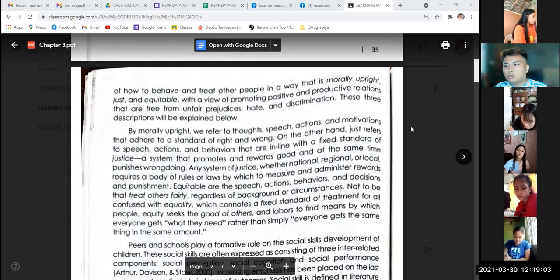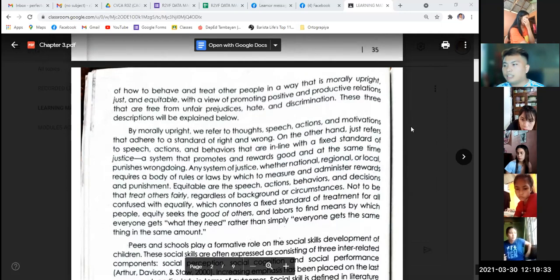Okay, so morally upright refers to the thoughts, speech, actions, and motivations that adhere to a standard of right and wrong. On the other hand, just refers to speech, actions, behaviors that are in line with the fixed standard of justice. So any system of justice, whether national, regional, or local, requires a body of rules, or laws, by which to measure and administer rewards and punishment.